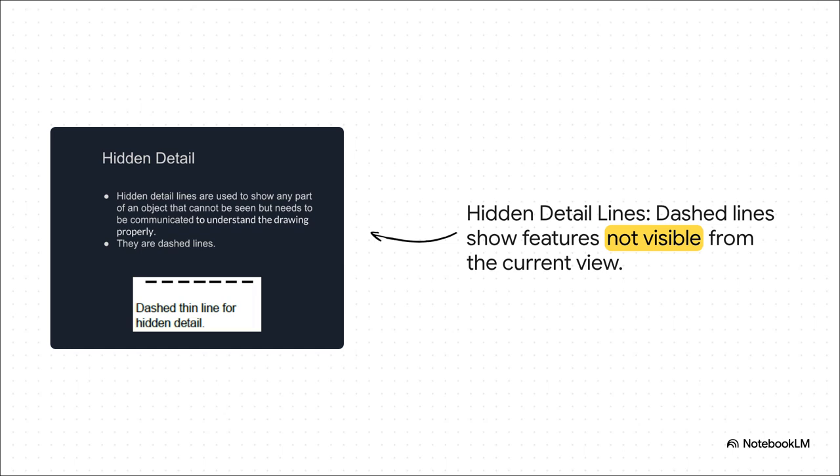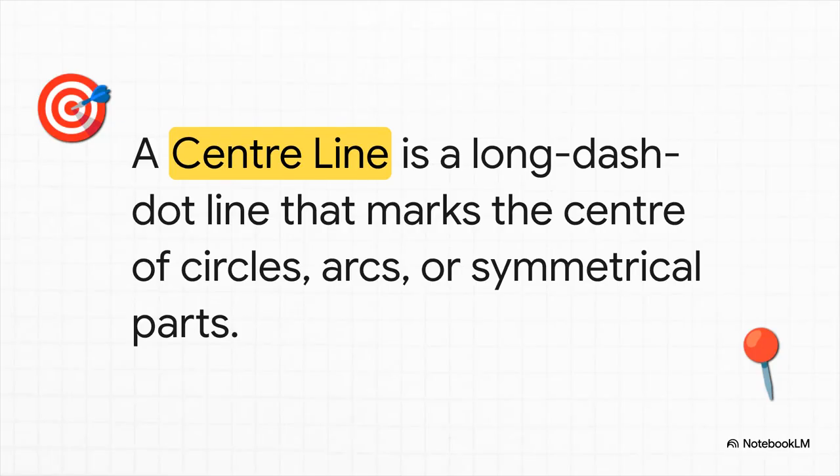Let's take this one for example, a hidden detail line. This isn't just some dashed line to look cool. It's communicating something vital. It's basically shouting, hey, there's an important edge or feature right here, but just so you know, it's on the other side of the object, you can't see it from this angle. Another super crucial one is the center line. You see this long dash dot pattern, and it instantly tells you where the axis of a circle is, or the midpoint of a symmetrical part. It's an instant signpost for all the key geometric features.